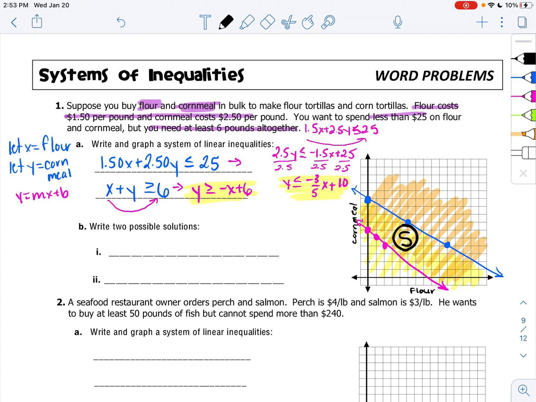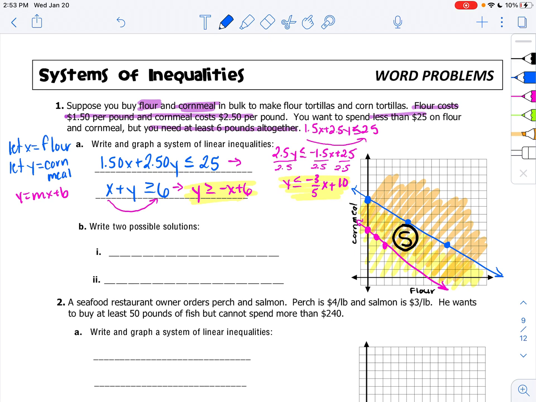So all of those ordered pairs in the middle are possible solutions to our question of how much flour and how much cornmeal you can buy. So for these problems, you can get more than one answer. You might get a different answer than the person beside you, or you might get a different answer than me. But as long as that ordered pair is within that shaded region, it is a correct answer.